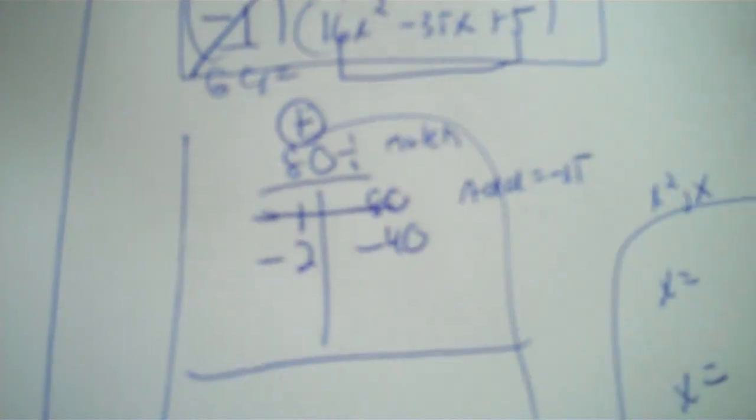Then 16 times 5 is 80. Okay, so it's positive, so that's got to be a match. And it's supposed to add to negative 35. So 80 divided by 1 is 80. So you add those, negative 81, that's too wide. Okay, 80 divided by 2 is 40. That's negative 42, that's too wide, okay?